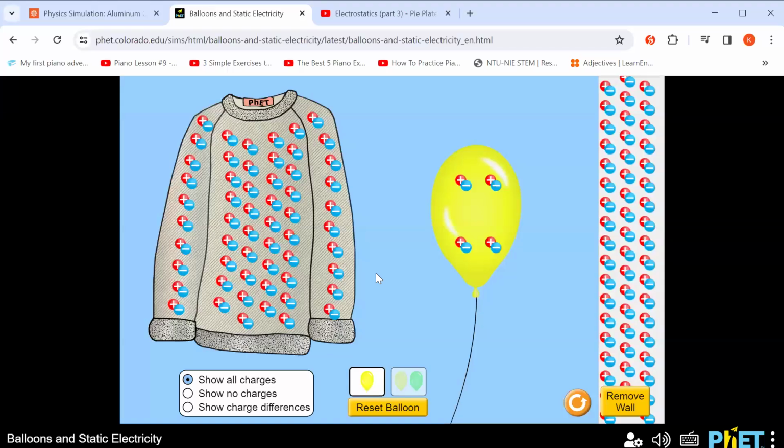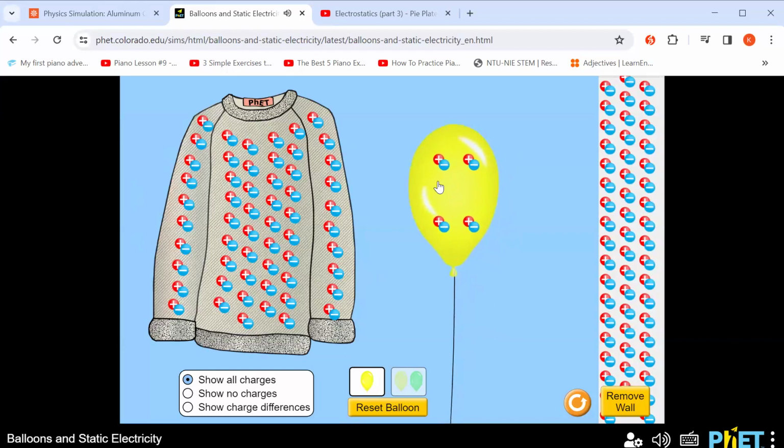If you go into the simulation, we will see this. I have a sweater, which is neutral, with an equal number of plus and minus, and a balloon, which is also neutral, with an equal number of plus and minus. Now the sweater and balloon are insulators. I'm going to charge them. If you remember, insulators can be charged by rubbing, by friction. So I'm going to rub the balloon together with the sweater.